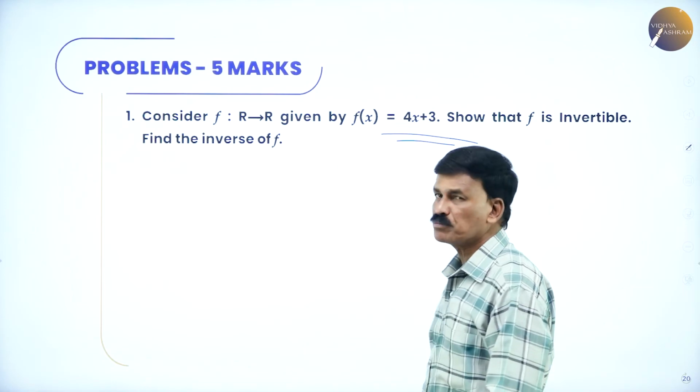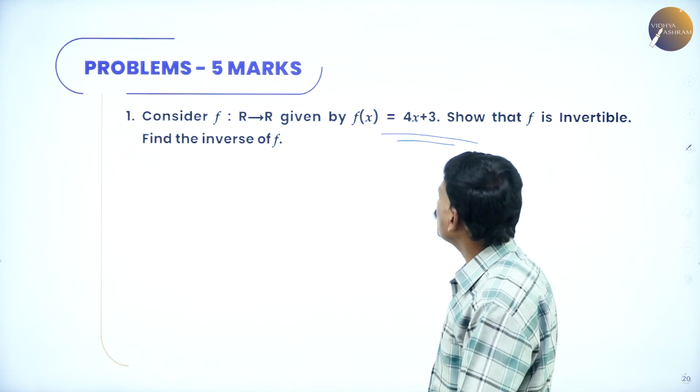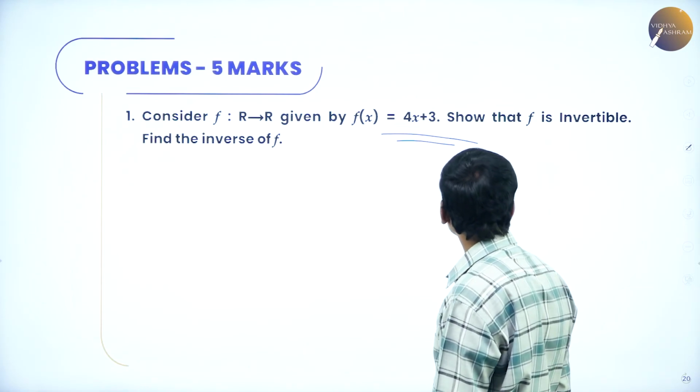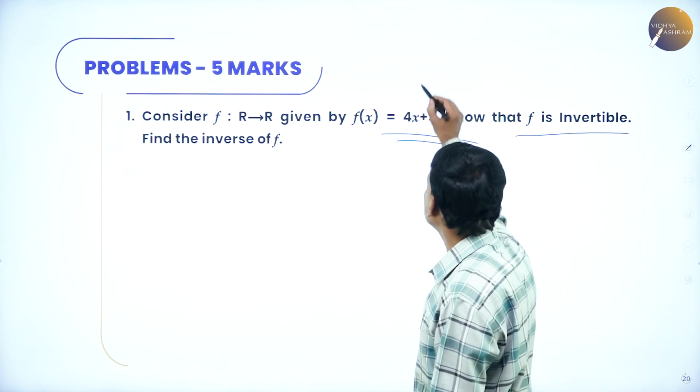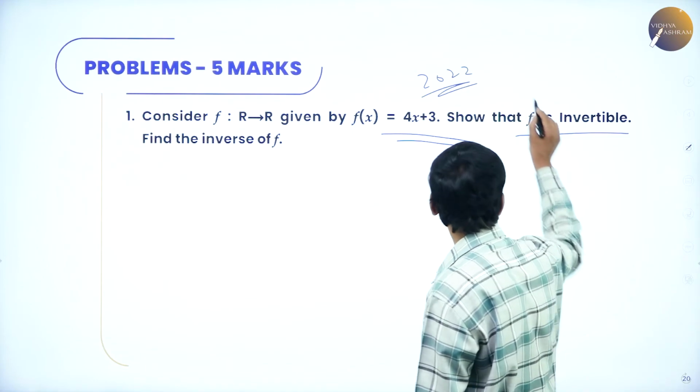Very important problem. Consider f from R to R given by f of x is equal to 4x plus 3. Show that f is invertible. Find the inverse of f. This is a definite question for your examination.